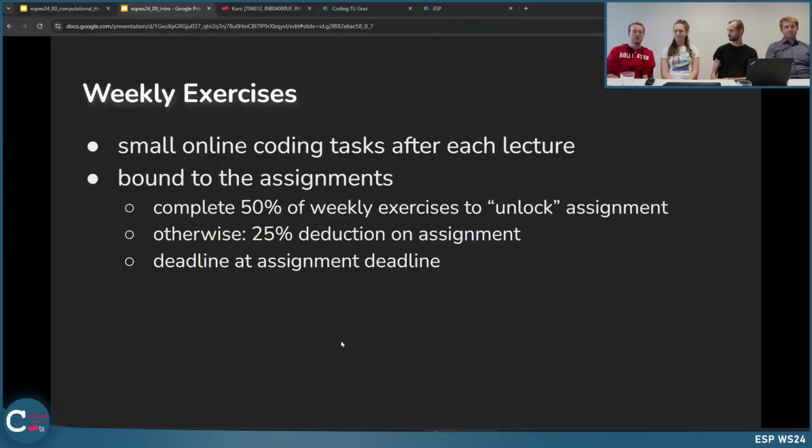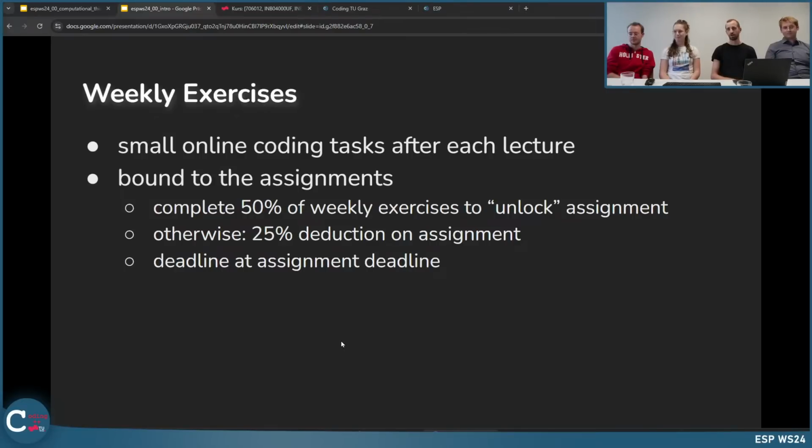If you fail to complete 50% of the weekly exercises, you get a deduction on the assignment of 25%. So we do not only encourage you to do the exercises, we really enforce you to do some of them. And they always need to be submitted at the deadline of the corresponding assignment. So they're always related to an assignment and they have the same deadline. But please complete them after the lectures or practicals, or at least in a reasonable time frame, so you still know your stuff from the lectures and practicals, and you can immediately try it out on your own, and then I think you can really remember it better. This is really in your interest.